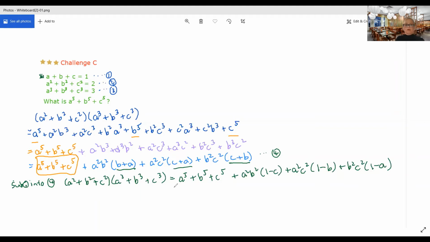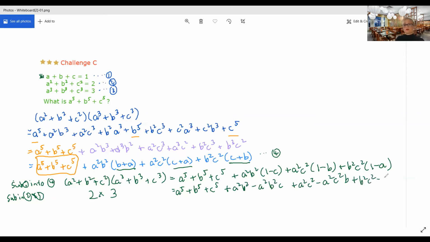Now what's going to happen here is, we can obviously sub in information from 2 and 3. So we know that 2 times 3 equals this expression plus a squared b squared minus a squared b squared c plus a squared c squared minus a squared c squared b plus b squared c squared minus a b squared c squared. What's all this business going to give us? Well, 6 is this. And then what have we got?